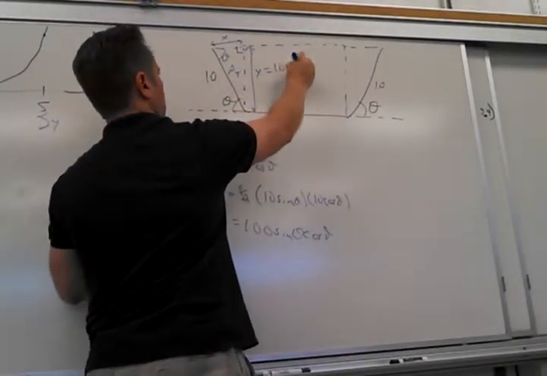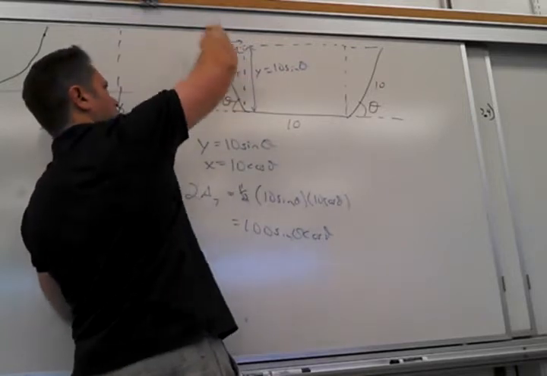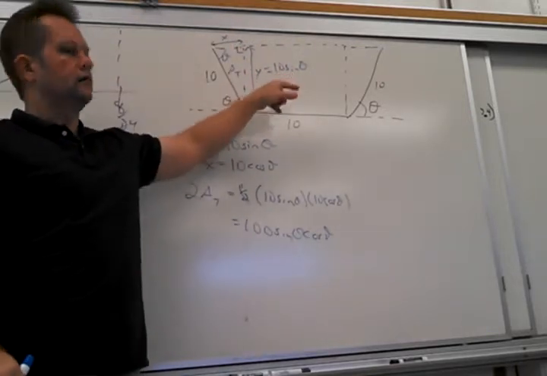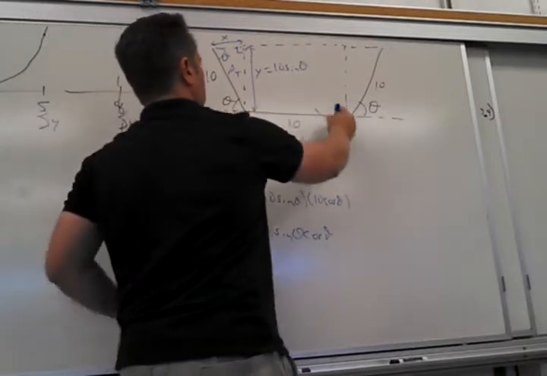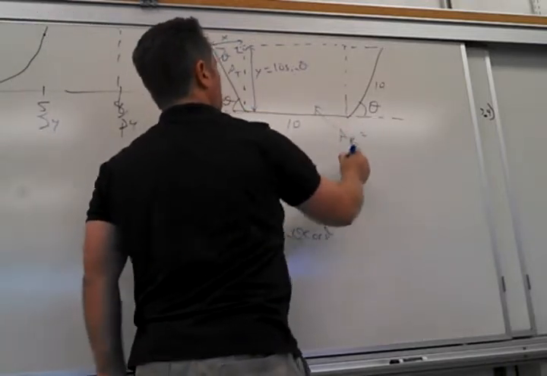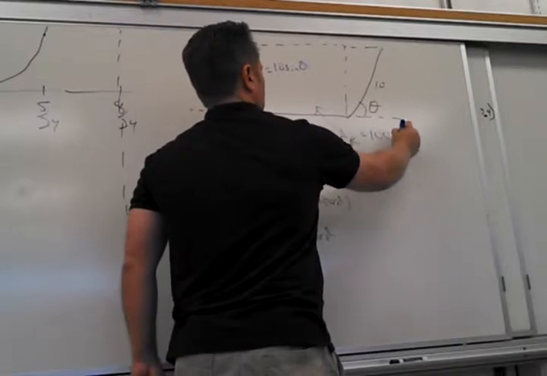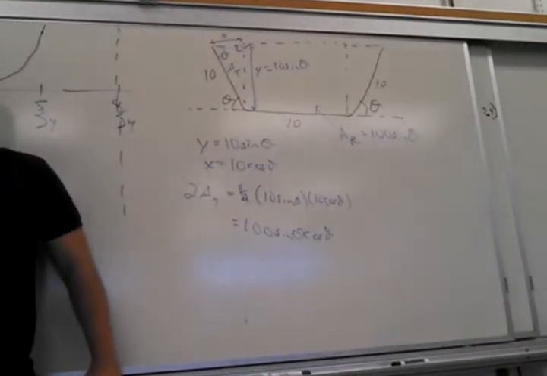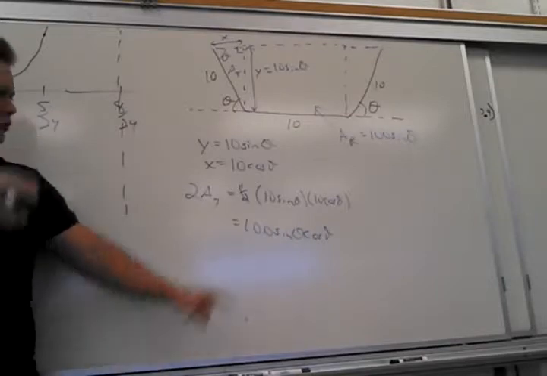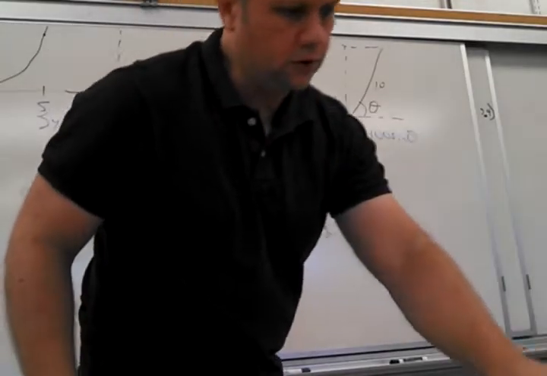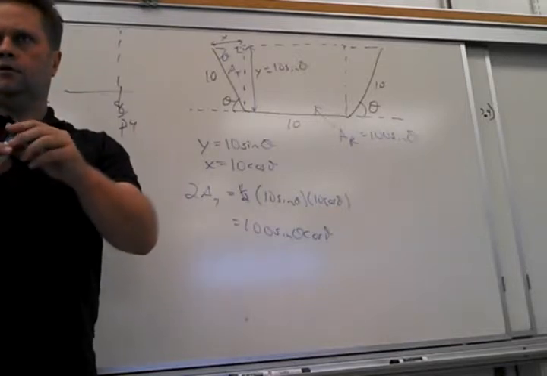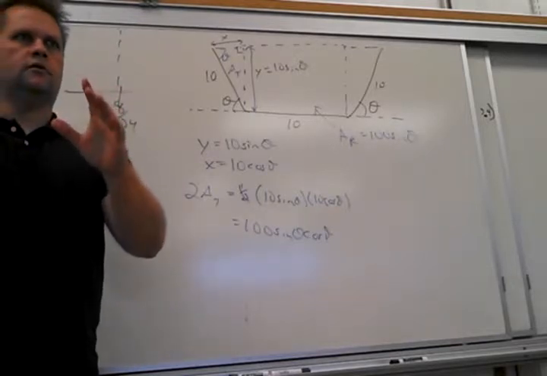Here, it can't be 10 times 10. You got slanted. The true height is 10 sine theta. So then the area of the rectangle is 100 sine theta. So then the area of the whole shape will be that plus that, which thankfully is the expression they have. Right? You guys with me?